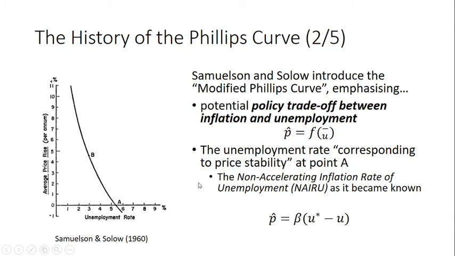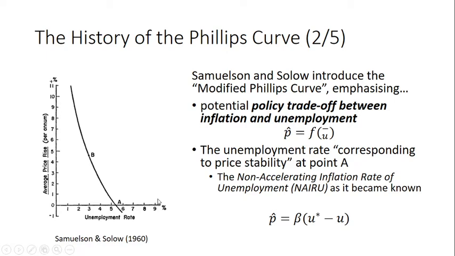Okay. They also emphasize that the unemployment rate corresponding to price stability is to be found here at point A, and although they don't call it a natural rate of unemployment or a non-accelerating inflation rate of unemployment, they kind of highlight the existence of this point, where you have an unemployment rate where we expect to find no inflation, or a non-accelerating inflation rate. So the inflation rate at this point does not change.